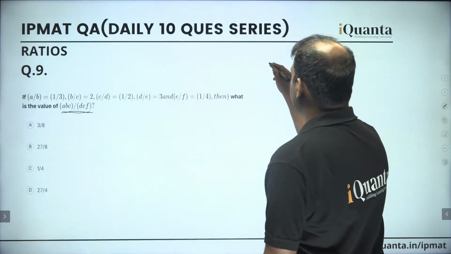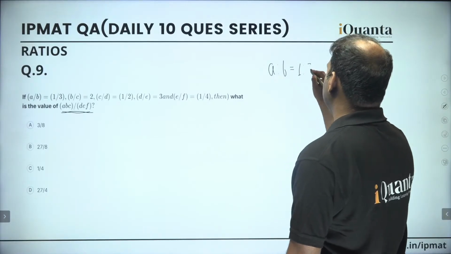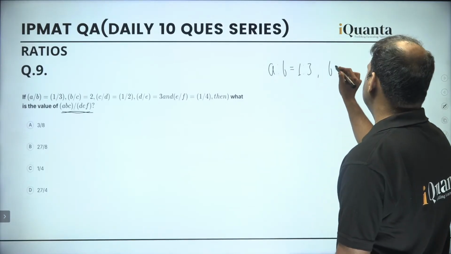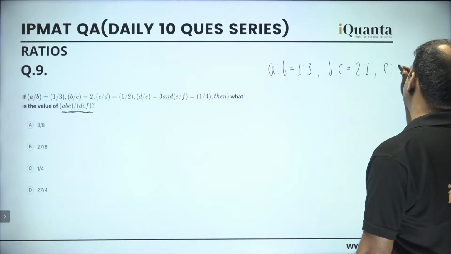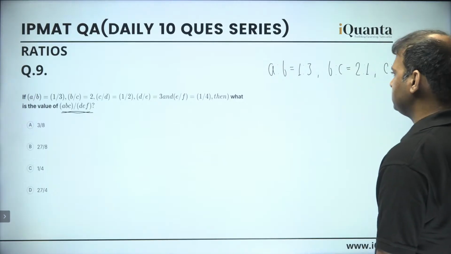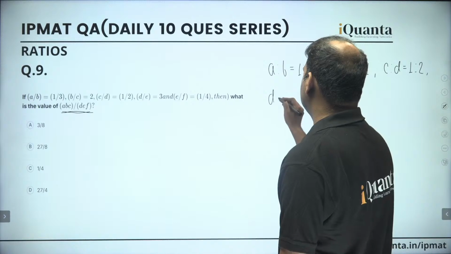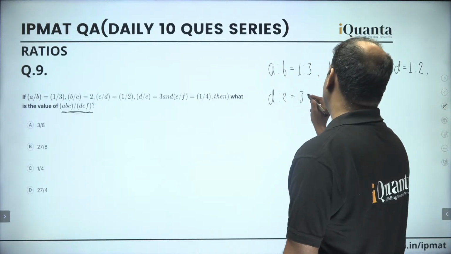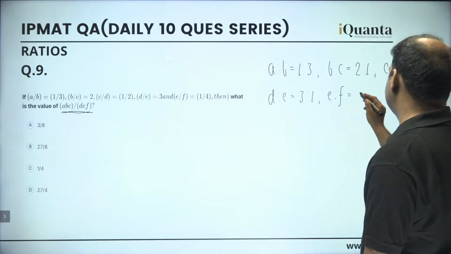Let's write all these fractions as ratios. They're saying that A is to B is 1 is to 3, right? And then B is to C is 2 is to 1. And then C is to D is 1 is to 2. Then D is to E is 3 is to 1. And in the end, E is to F is 1 is to 4.